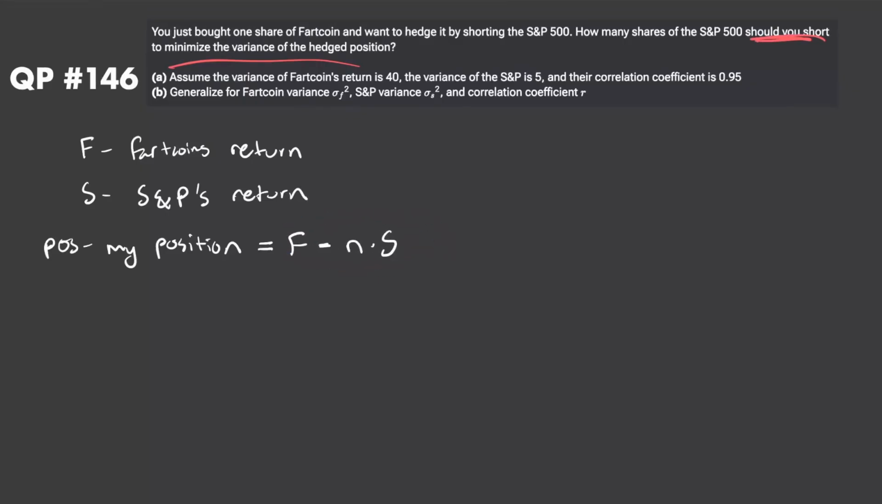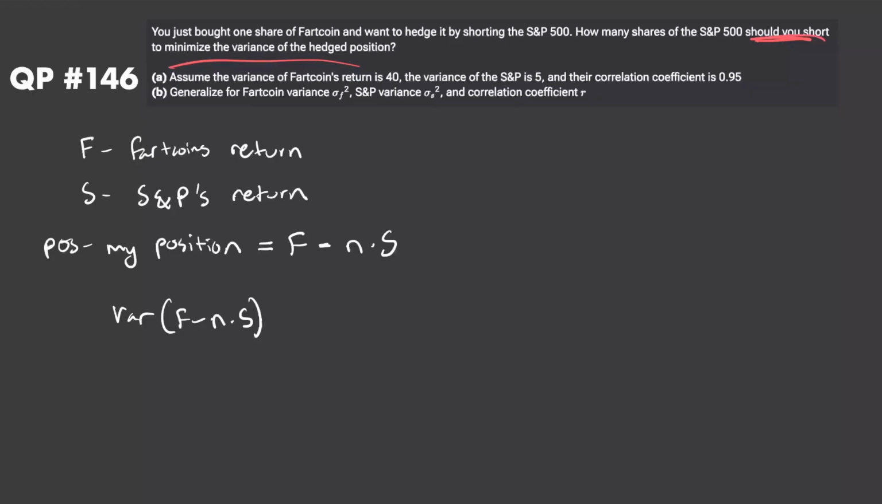Basically what this question is asking us is to find the number of shares, the value of n, that minimizes the variance of our whole position, which is this whole term right here. So we're going to be solving for the variance of this term and then taking some type of derivative to find the value of n that minimizes it. We're summing up and scaling multiple random variables here.